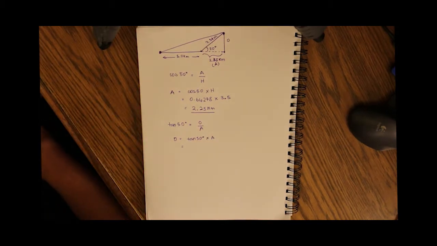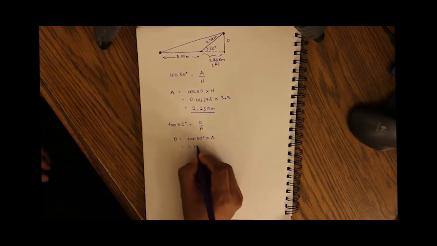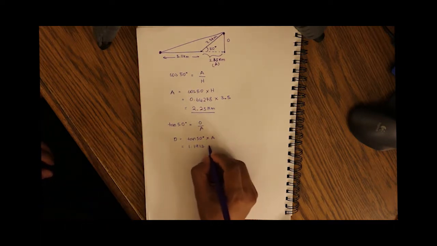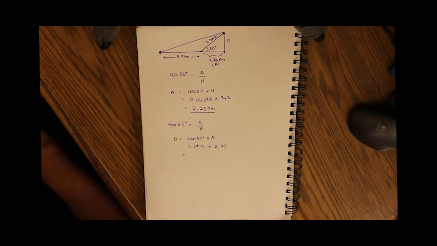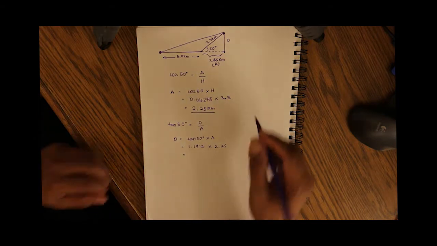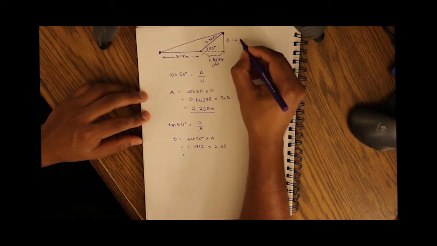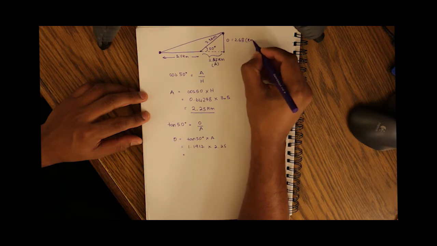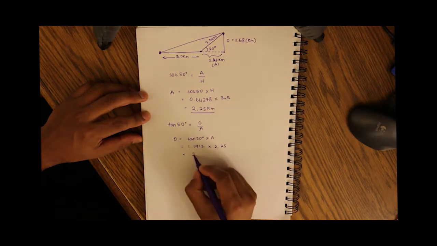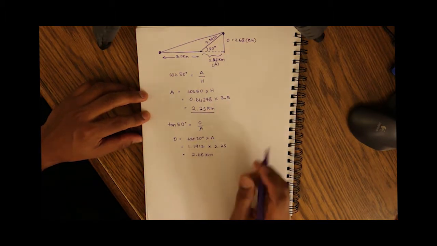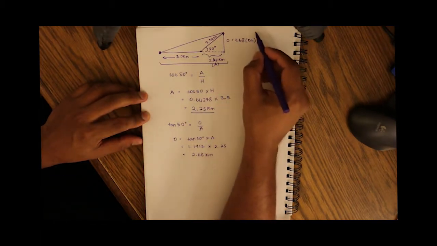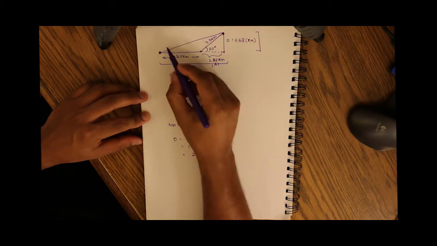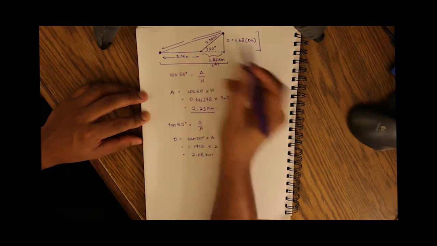which is 1.1917 approximately into 2.25, which gives us a value of 2.68. And since this is displacement, this is in kilometers. 2.68 kilometers. So we have the value of this, and we have the value of this. Now we have to find out the value of this.